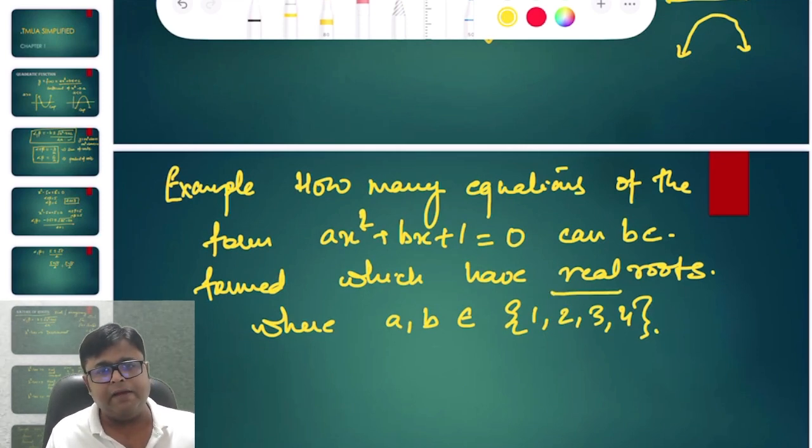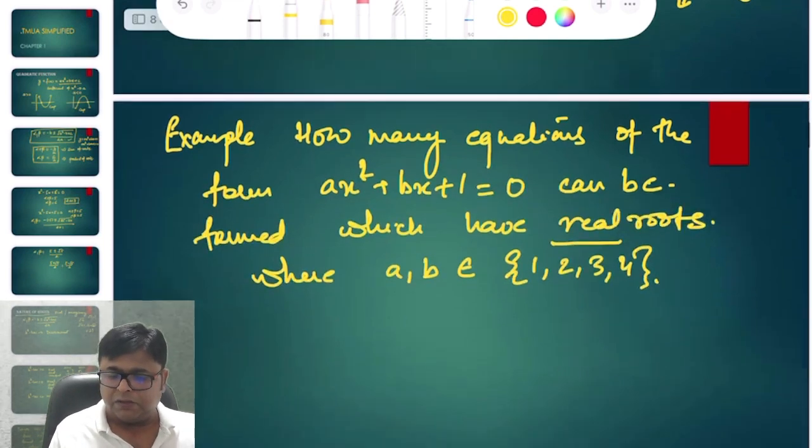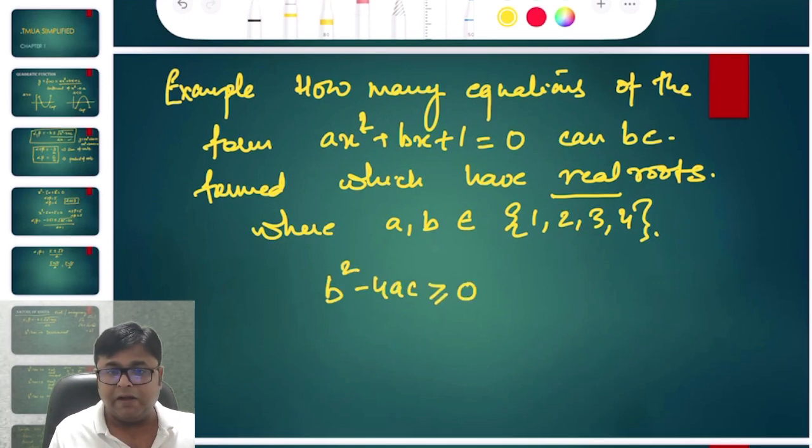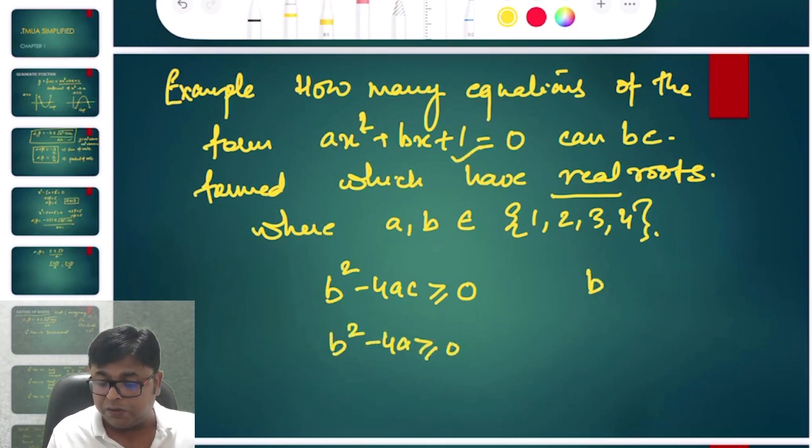So the moment I hear real or imaginary in a question, my first instinct will be to think about the discriminant. I know if roots are real, the discriminant is greater than or equal to 0. I know the value of c is 1, so b square minus 4a, or we can say b square, should be greater than or equal to 4a.